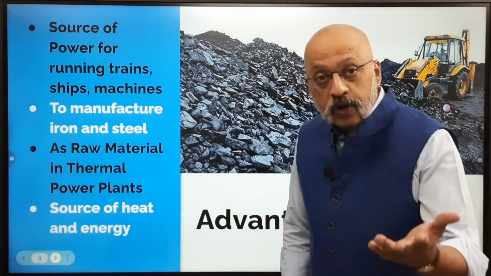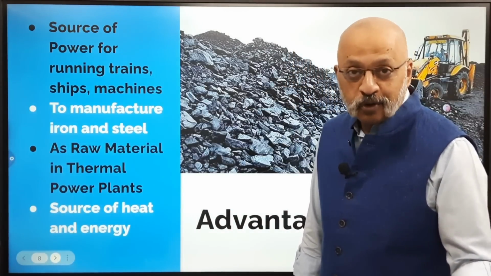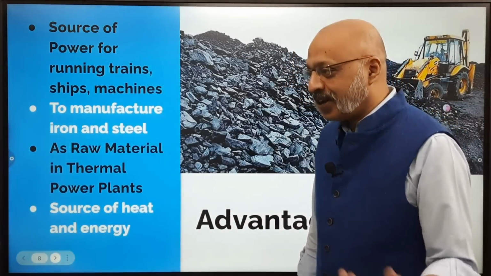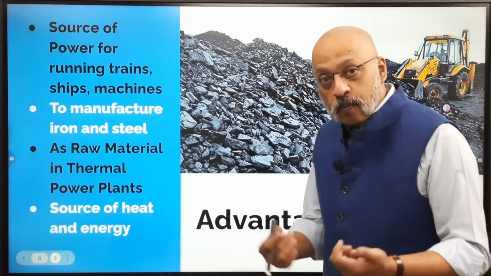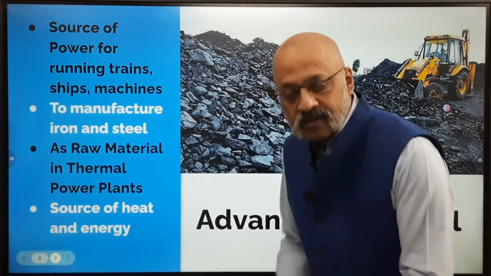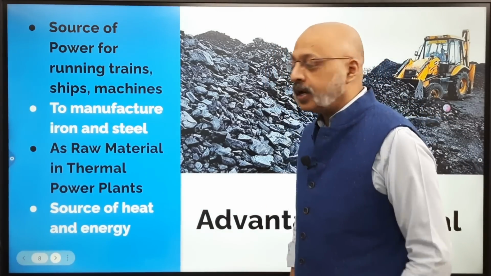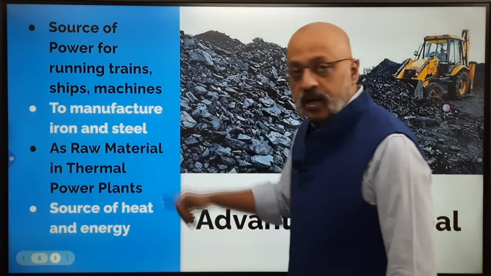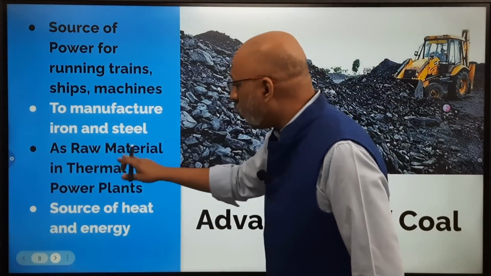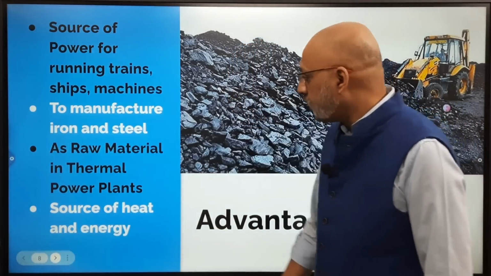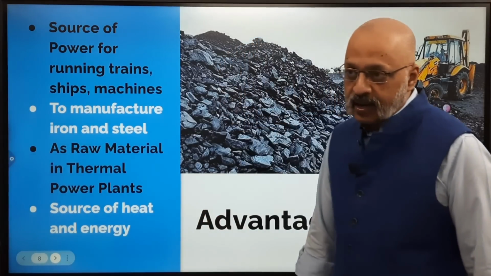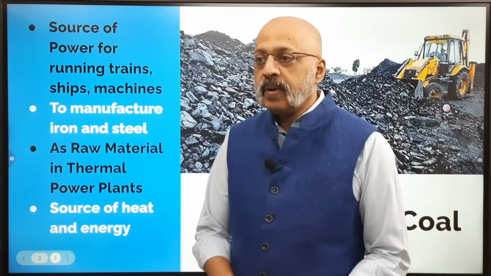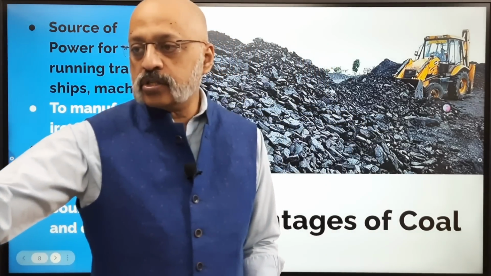If you've seen this movie called Sholay, much before your time, your parents or grandparents would have seen. There is this opening scene in which the train is run by the coal being put in, in order to run the engine. Then to manufacture iron and steel, it is used as raw material in thermal power plants. Then it is a source of heat and energy. So these are the four main uses of coal.